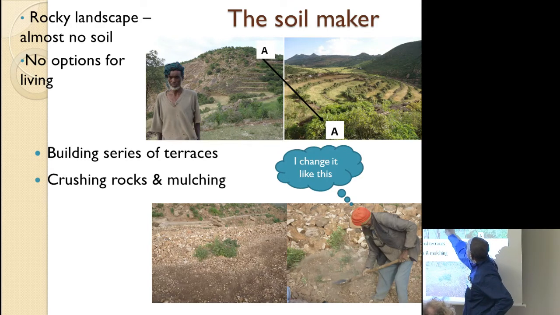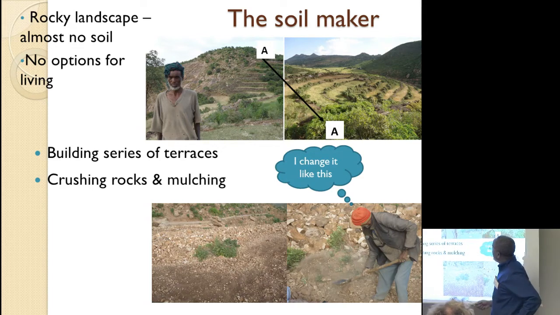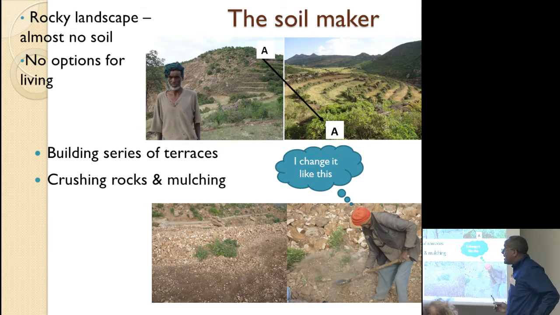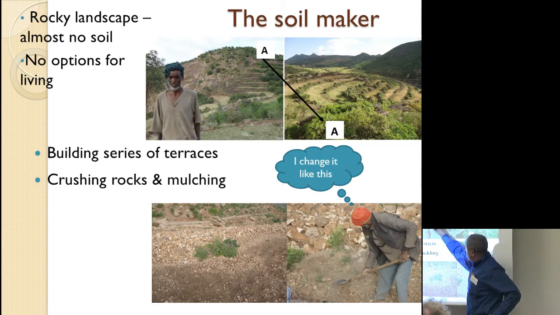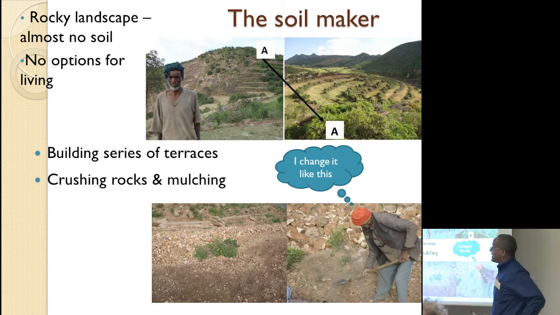This is a very good example, a rocky landscape. It looks like this. This is a man, and he was given this land with this type of feature. All the time, he is like a machine without fuel. He crushes the stones and piles terraces like this.